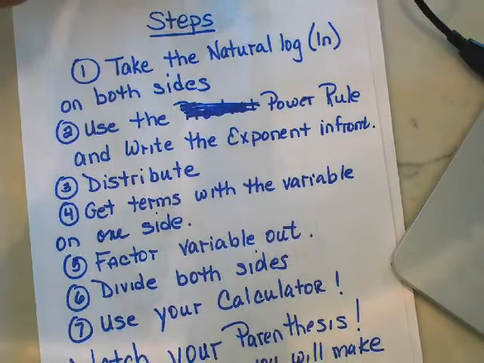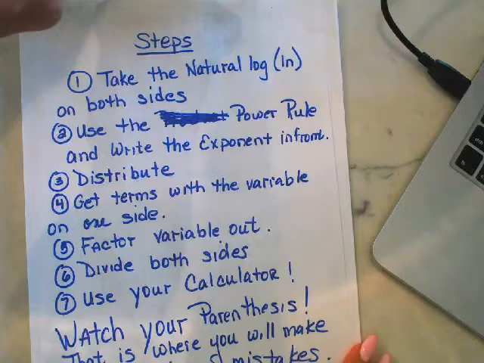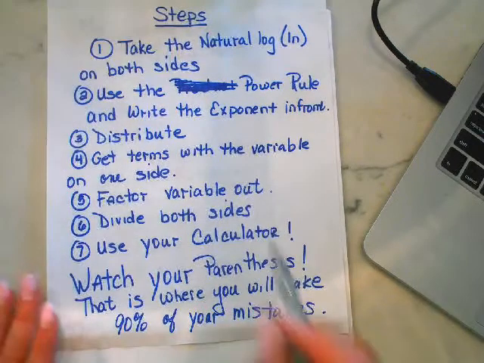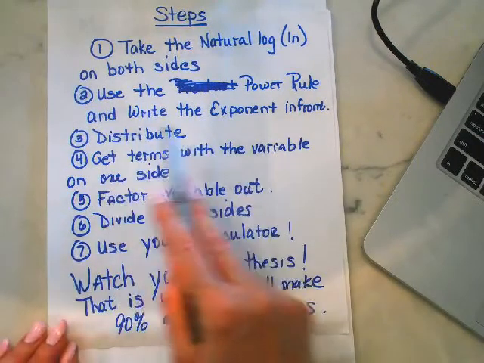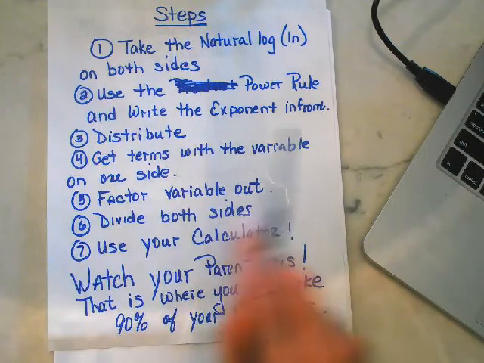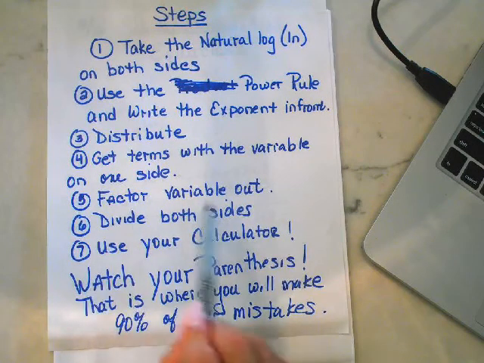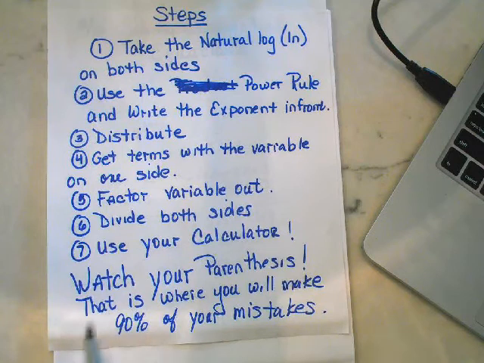So before I move on to the next part, I want to give you the steps. Let me just zoom out a little bit so you can see them. Here are the steps. Take the natural log on both sides, the ln, use the power rule and write the exponent in front, distribute it, get the terms with the variable on one side, factor the variable out, divide both sides, use your calculator, and please watch your parentheses.